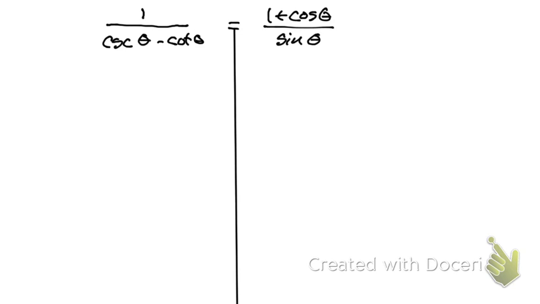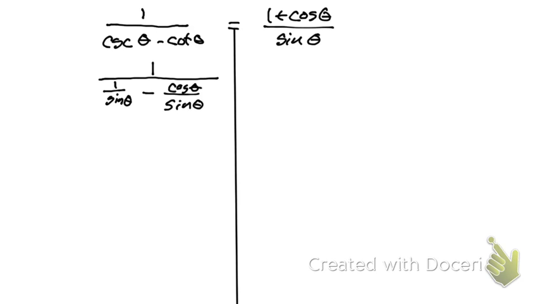All right, so I'm looking at the left-hand side, and I'm saying, well, I can rewrite that. Cosecant would be 1 over sine, cotangent would be cosine over sine, and then we have 1 over it. So maybe we'll start with the left-hand side. So we are going to have 1 over sine theta minus cotangent, which would be cosine theta over sine theta.